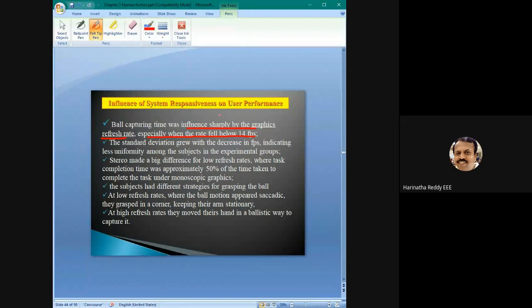So it is observed that at low refresh rates, where the ball motion appears saccadic, they grasped in a corner, keeping their arm stationary. At high refresh rates, they moved their hand in a ballistic way to capture it. When the refresh rate is very low, there is no need of movement of our hand.